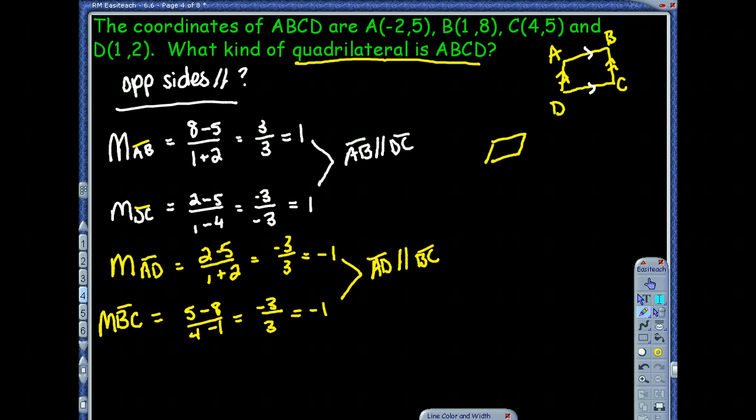Okay. So now the question is: is it a specific type? Because it may not be. It may just be a parallelogram. Maybe it's a rectangle. Maybe it's a square. Maybe it's a rhombus. Now, one thing that I'm also noticing, and I don't know if anybody's thinking this, is that finding the slopes of all the sides could also help eliminate between a rhombus and rectangle.